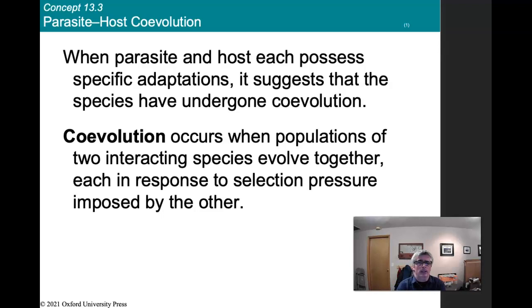So when a parasite and a host each possess specific adaptations, it suggests that the species have undergone evolution. Coevolution occurs when populations of two interacting species evolve together, each in response to selection pressure imposed by the other. Parasite attacks a host. Host figures out a way to defend themselves from that parasite. Parasite evolves a way to circumvent the host's adaptation, so on and so forth. So arms race is kind of an effective way of thinking about it.